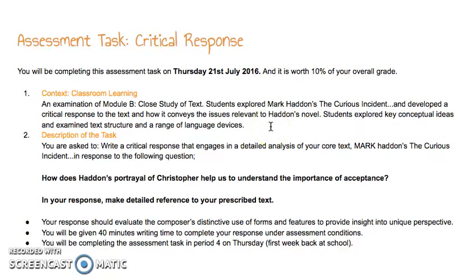So students explored key conceptual ideas and examined text structure and a range of language devices. So we know we've looked at the concepts, truth, perceptions, relationships. We've looked at the text structure, the prime numbers, how the text is characterized, language devices, techniques, all that sort of thing. So you guys are well prepared. It's now just a matter of consolidating your knowledge to make sure that you are 100% confident for this task. So the description of the task is, you know what it is.